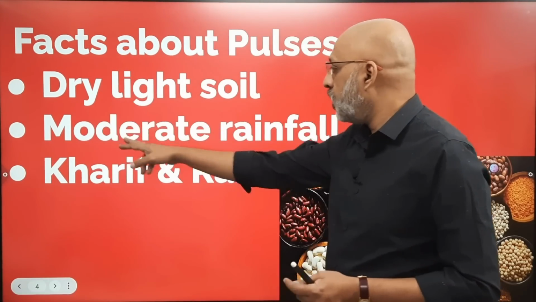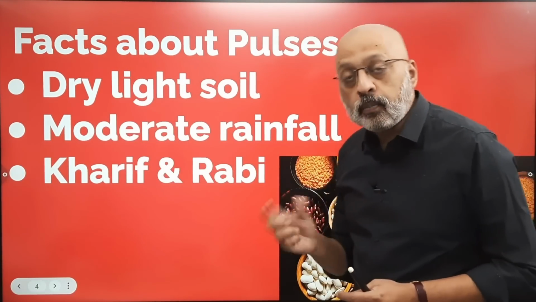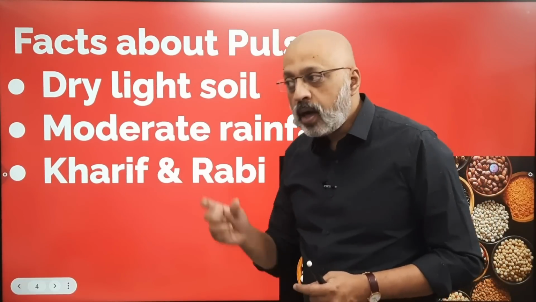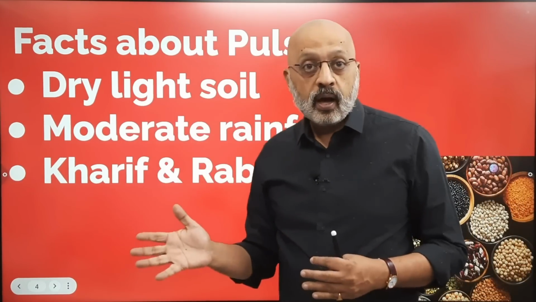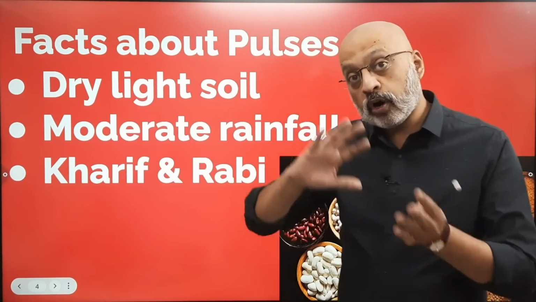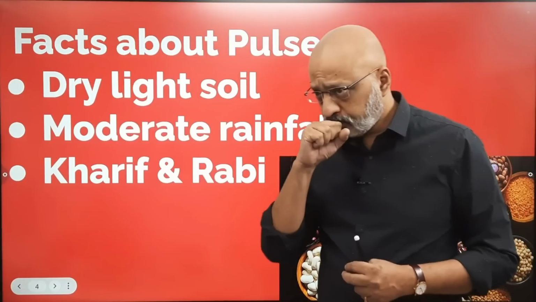Now, the one question that comes is whether pulses are a kharif crop or a rabi crop. They are both kharif and rabi crops, though रबी क्रॉप में जो पल्सेस उगाए जाते हैं, that is 60% of the total production. That means खरीफ में कम और रबी में ज्यादा उगाए जाते हैं. Bengal gram, for instance, is grown as a rabi crop. That is, chana dal is grown as a rabi crop in areas which receive 10 centimeters of rainfall during winter.